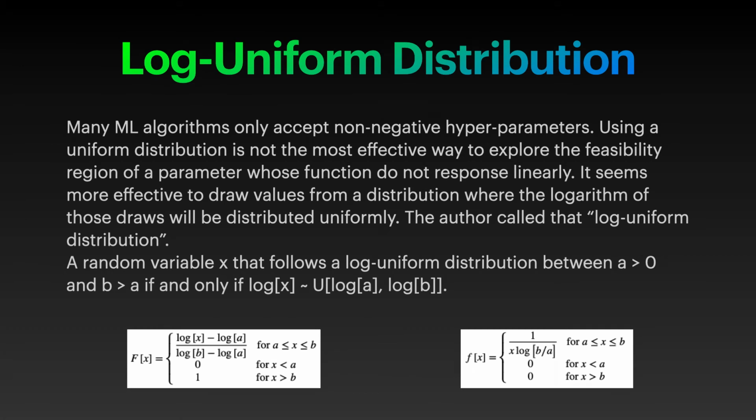Uniform distribution. It's very common for machine learning algorithms to accept non-negative hyperparameters. A uniform distribution will not necessarily be the most effective way to explore the feasibility region of a parameter whose functions do not respond linearly. In those instances, it seems more effective to use a log-uniform distribution, which draws values from a distribution where the logarithm of those draws will be uniformly distributed.